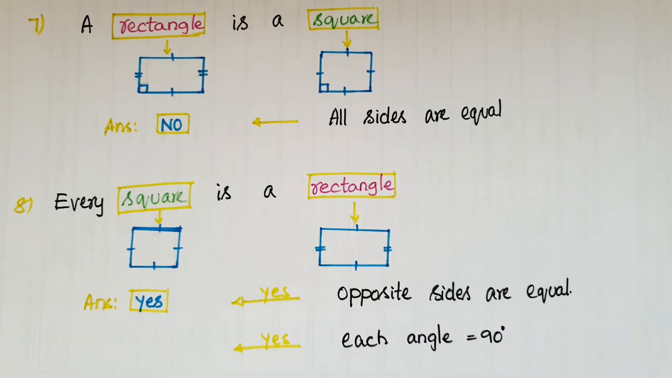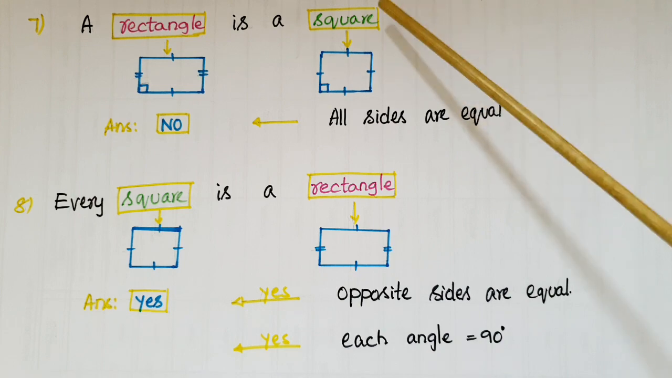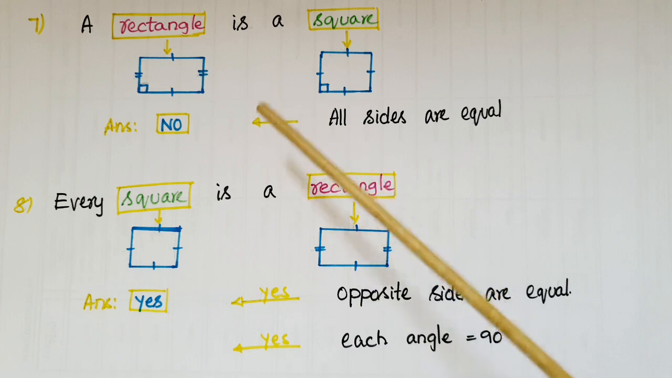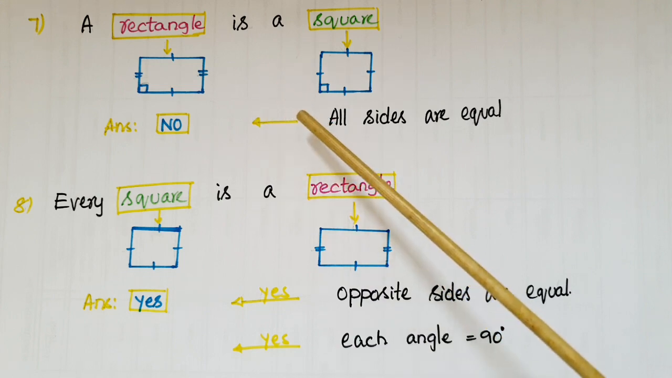Next one is a rectangle is a square. So first write the properties of square. We know that square has all sides are equal, but in rectangle only opposite sides are equal. So this statement is false.